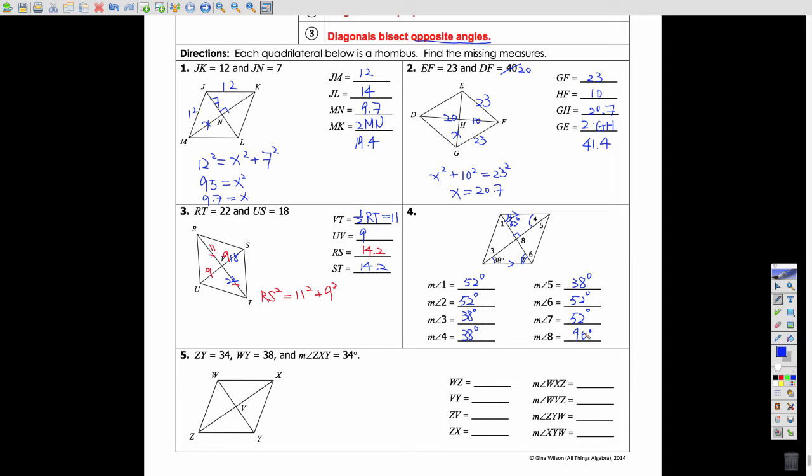Okay? Now, the last question, I have ZY, which is at the bottom here at 34. WY is the diagonal at 38.